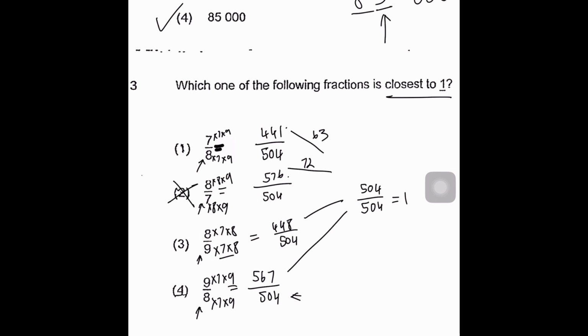Now let's see what's the difference between 448 and 504. So the difference is 56, and finally 567 and 504. So the difference is 63. So if you compare all of it, you will realize that number 3 has the smallest difference, therefore is closest to 1. So the answer is 3.